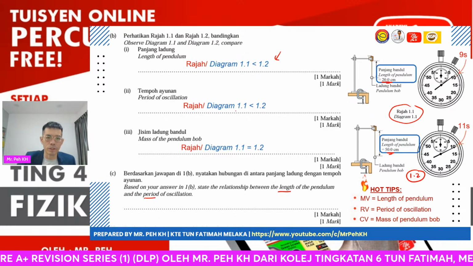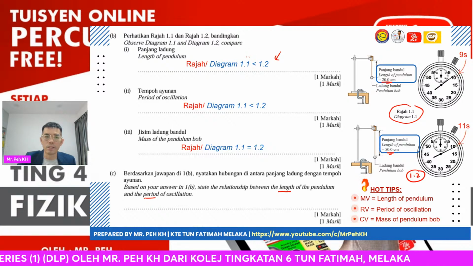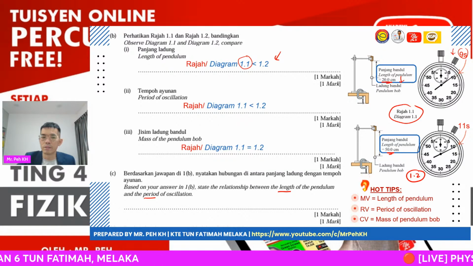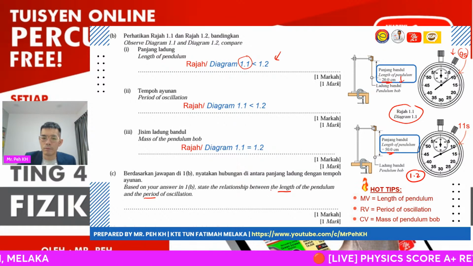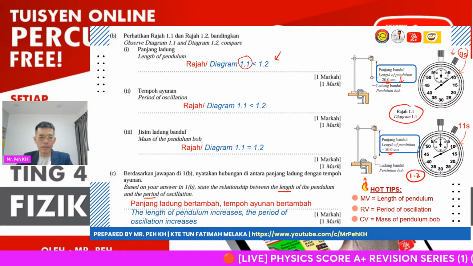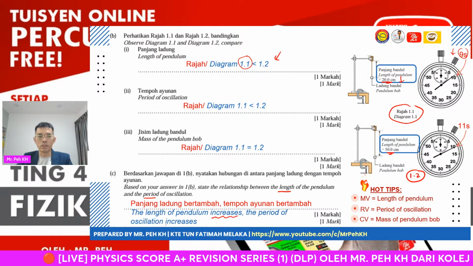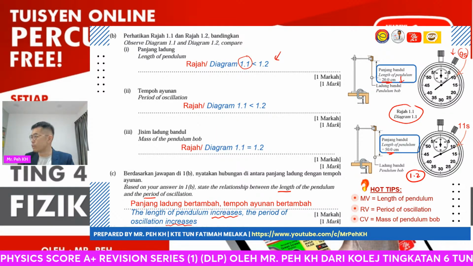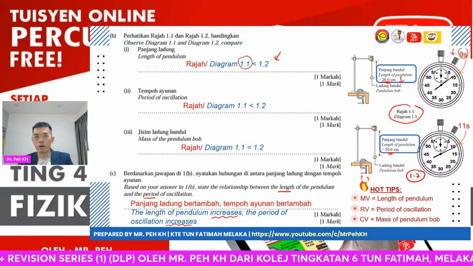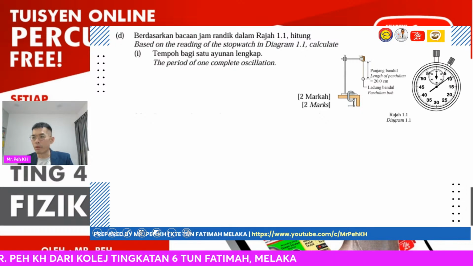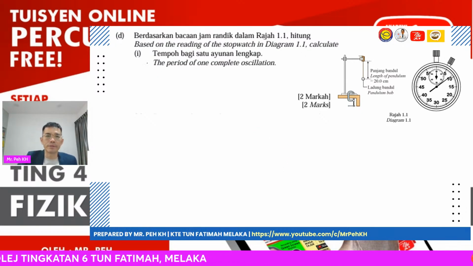Okay, so based on the answer in 1B, give the relationship between the length of pendulum and period. So you can see here, if we look at the diagram 1.1, when the length is shorter, the time taken is also shorter, right? So the answer here will be: as the length of pendulum increases, the period of oscillation increases. I think this is quite straightforward.